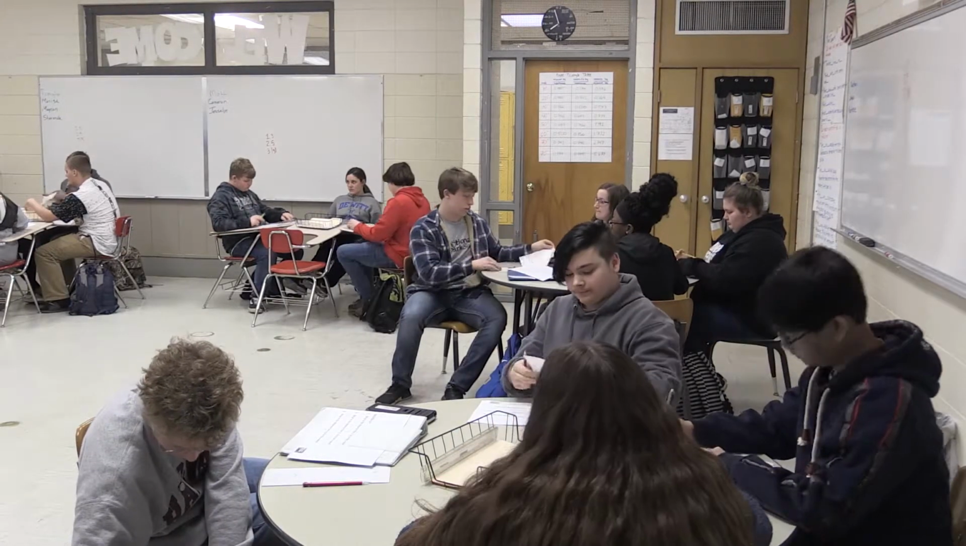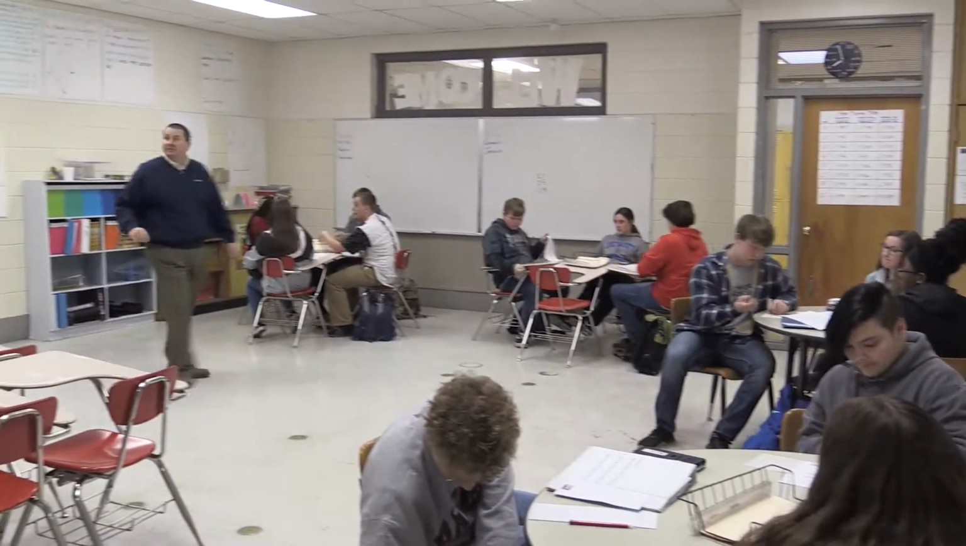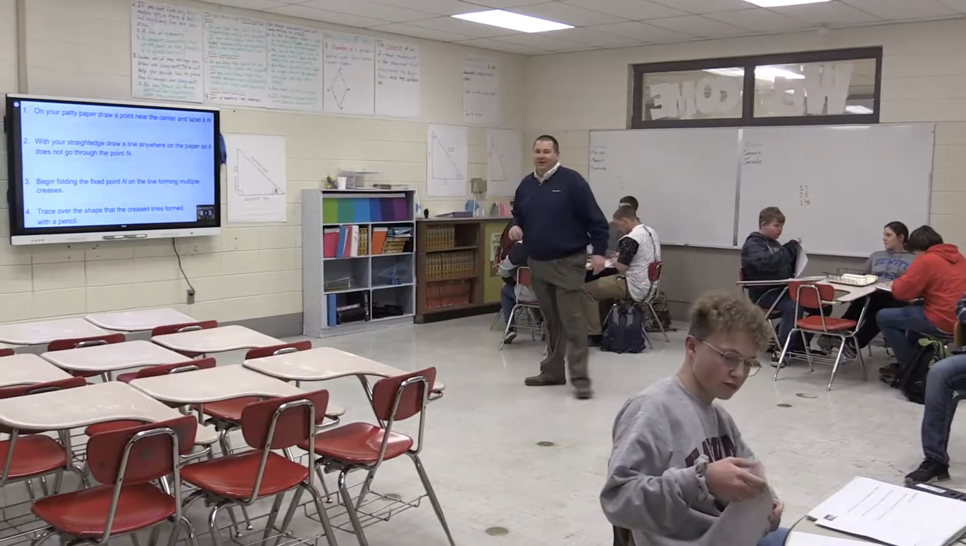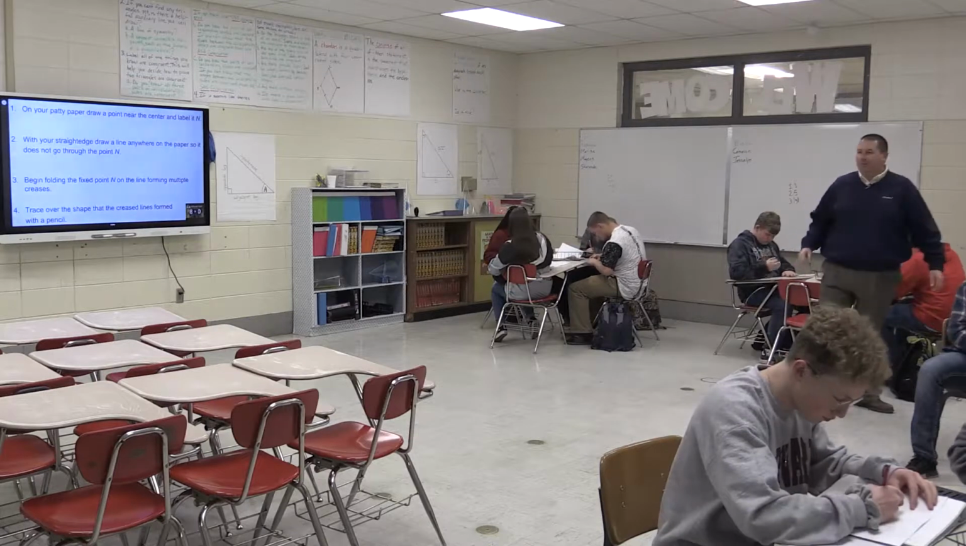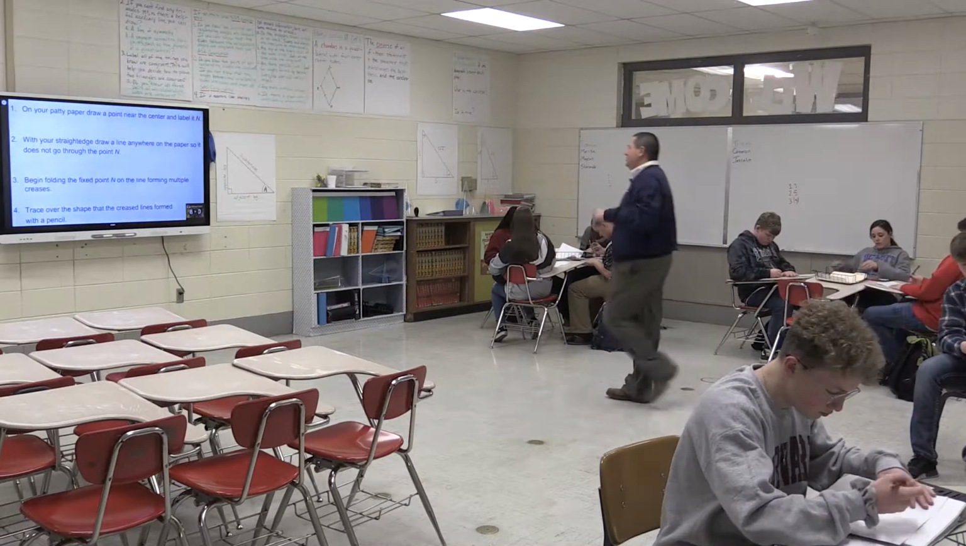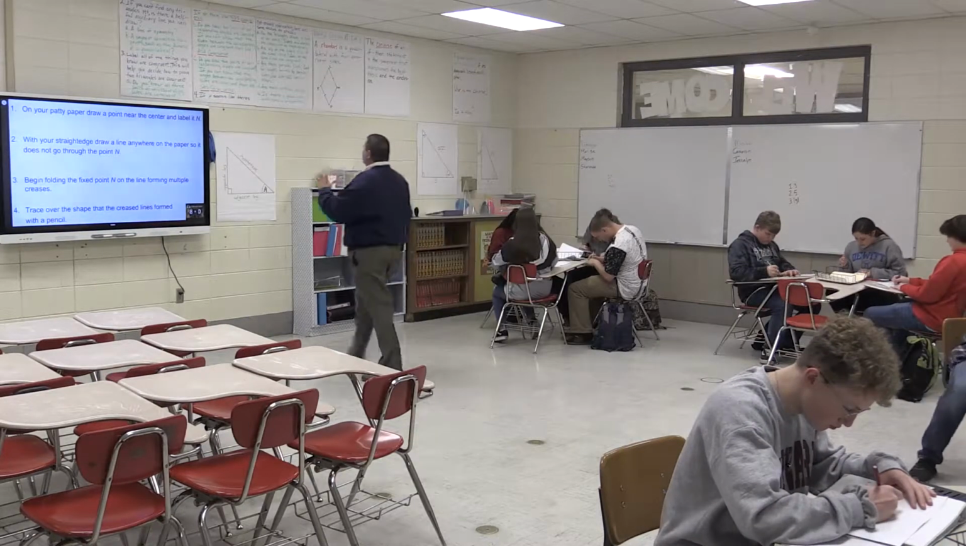On the patty paper, draw a point near the center and label it N. In the center of the paper. Just eyeball it in there. You don't have to measure anything. Just eyeball it in there somewhere around the center.